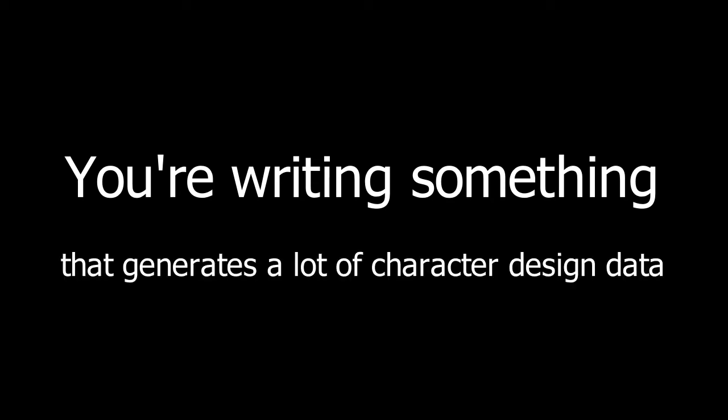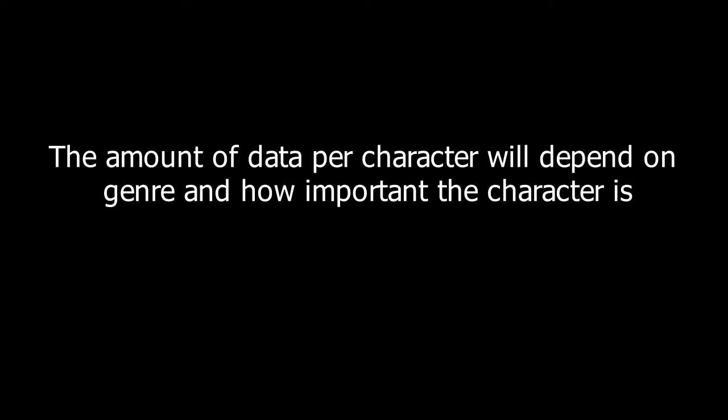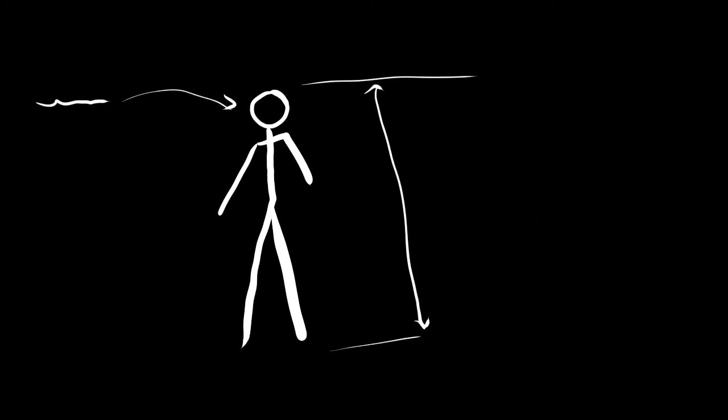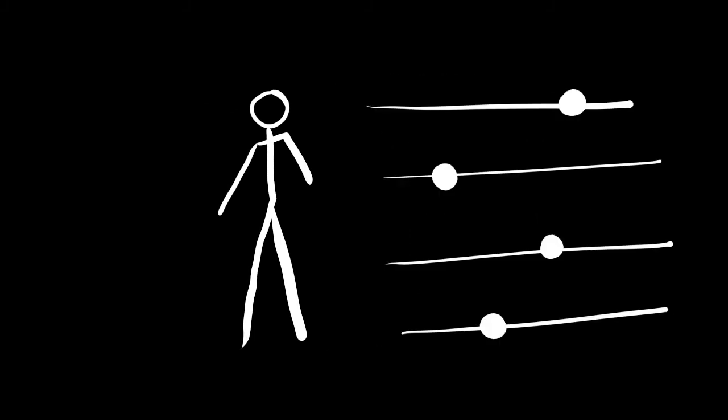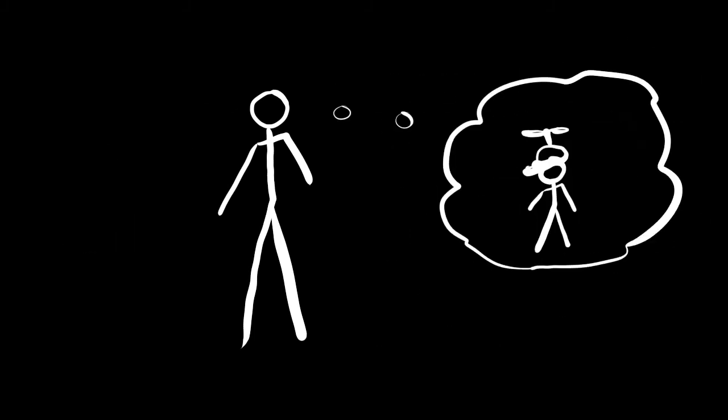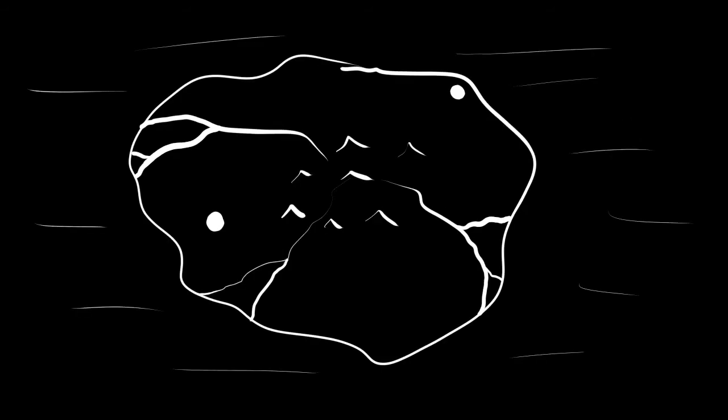So you're writing something and you need to do some character design, and that generates a lot of data per character. It depends a lot on what you're writing, of course, but depending on the type of story, you can have basic information, descriptions of appearance, personality, alliances, character histories, and a lot of world building related data as well. Maybe the languages they speak.